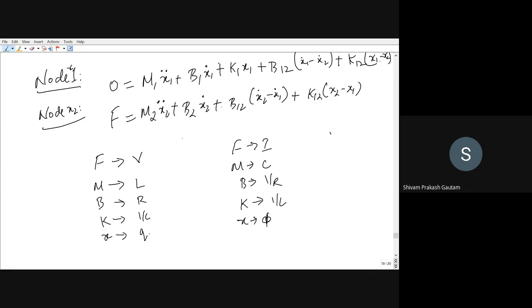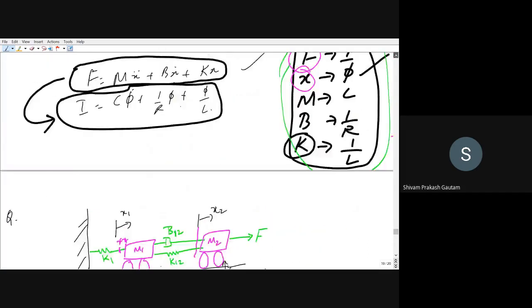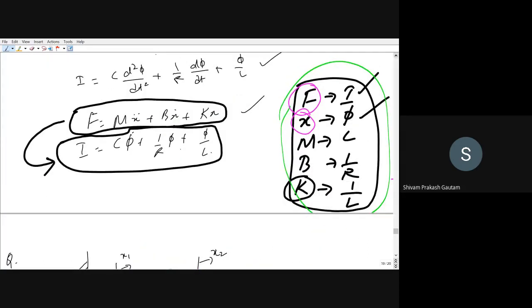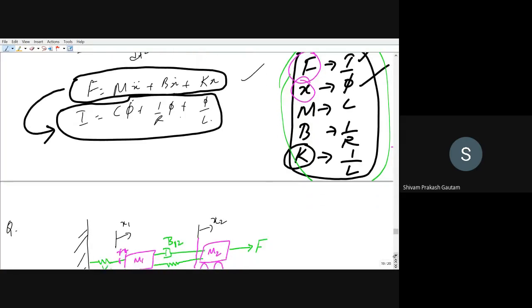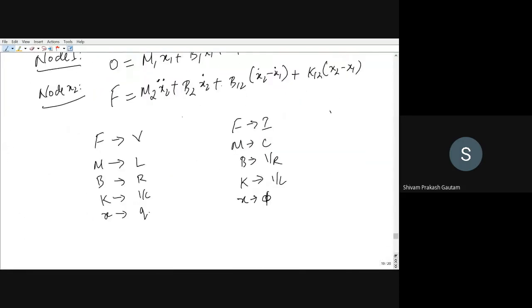So this we have already seen in our morning's class, if you can recall. You can see here, force is analogous to current, mass is analogous to capacitor, damper is analogous to 1 by R, and spring is analogous to 1 by L. So that is what I have written here again. Is it okay? Yes, sir.